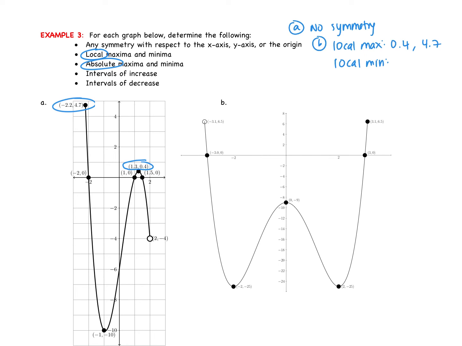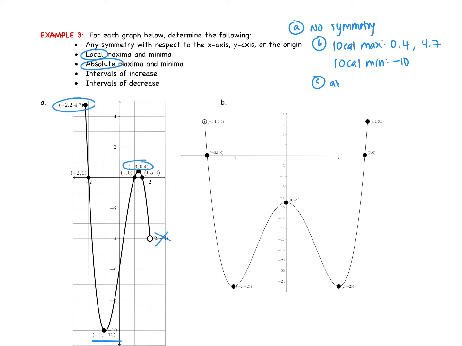Local min, you're looking at the lowest points on the graph. There are 2, there's one here and one here. But what I want you to notice, this point is open. This point is not included. That point does not count as a minimum. That point does not count as a minimum. This one does, though. And again, all we care about is the y value. So that is our answer for B.